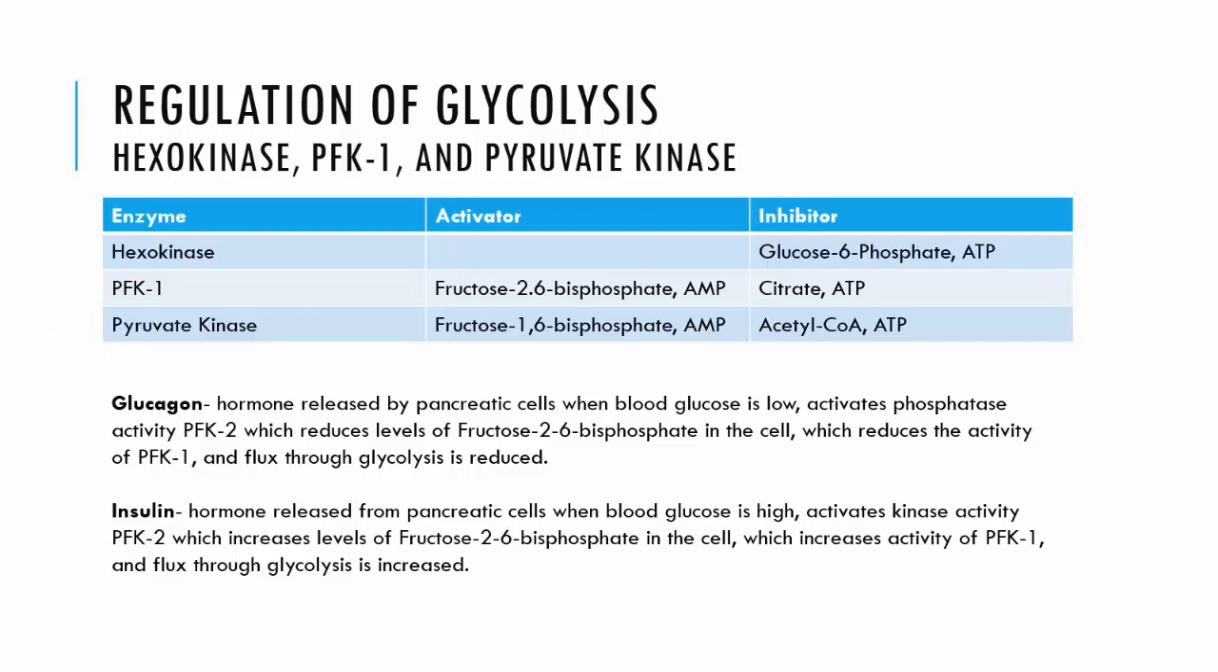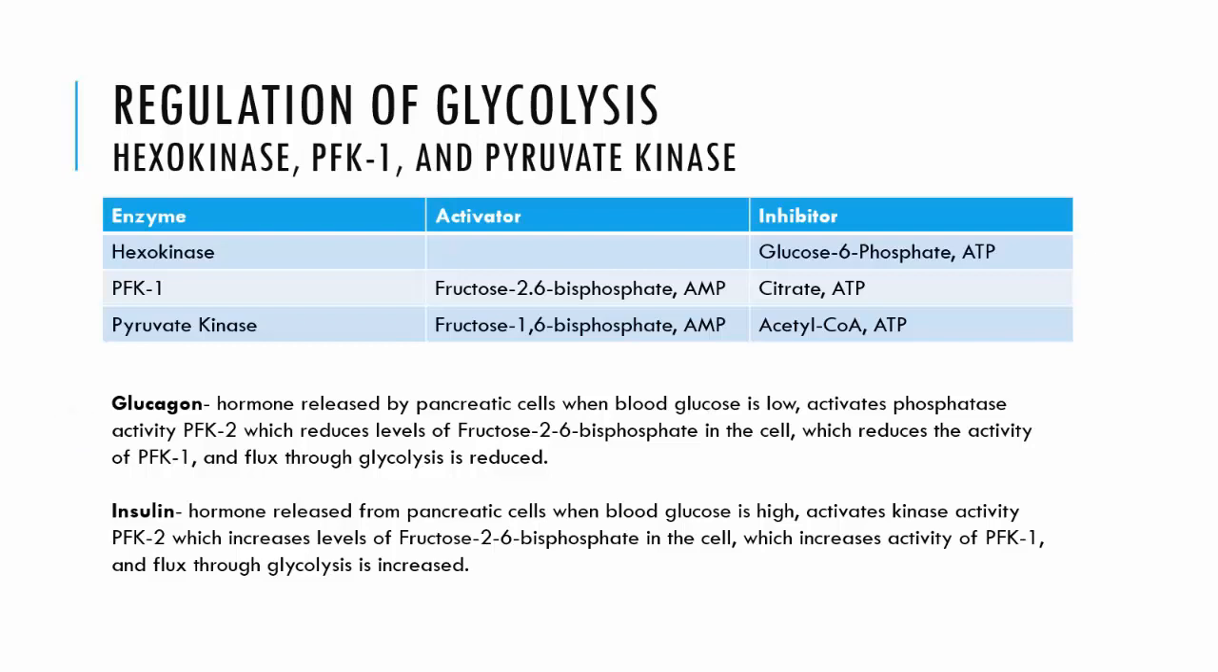In addition to the direct control of enzymes within the glycolysis pathway, the cell can also control the metabolic flux of glycolysis through the release of hormones, glucagon and insulin. Glucagon is a hormone that is released by pancreatic cells when blood glucose is low. It activates the phosphatase activity of the enzyme PFK2, which reduces the level of fructose 2,6-bisphosphate. Since fructose 2,6-bisphosphate is an allosteric activator of PFK1, reducing its concentration in the cell reduces the metabolic flux of glycolysis.